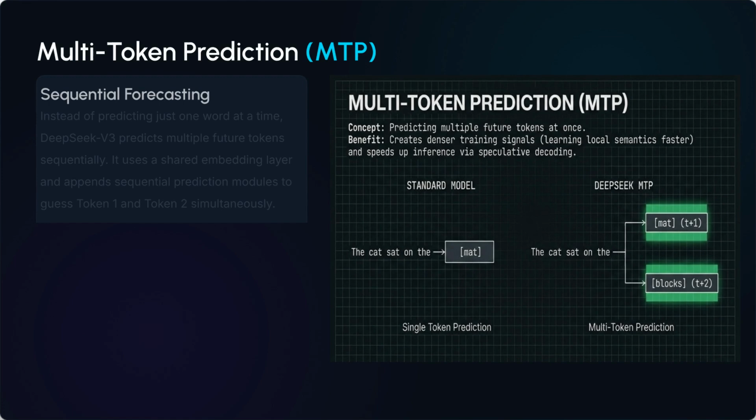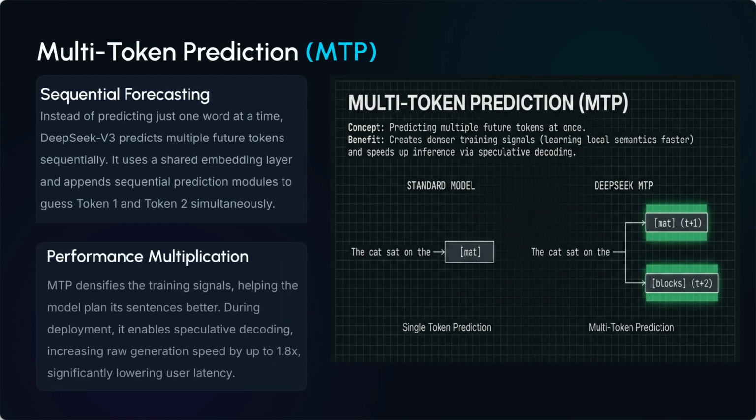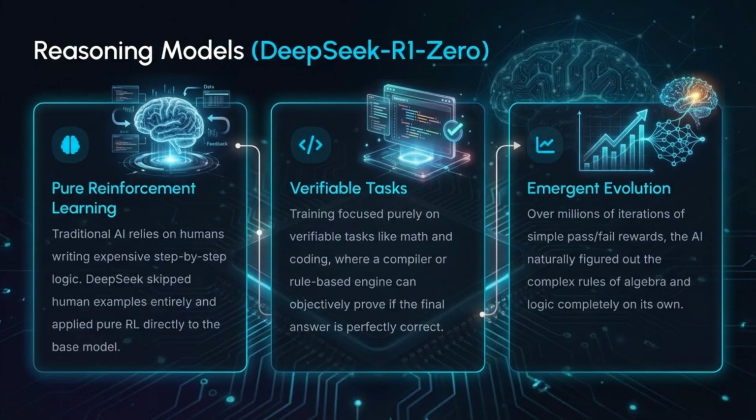Multi-token prediction, or MTP, enables sequential forecasting, predicting multiple future tokens at once. This densifies training signals and allows for speculative decoding during deployment, increasing generation speed by up to 1.8x and lowering user latency. DeepSeek R1-Zero focuses on reasoning models.